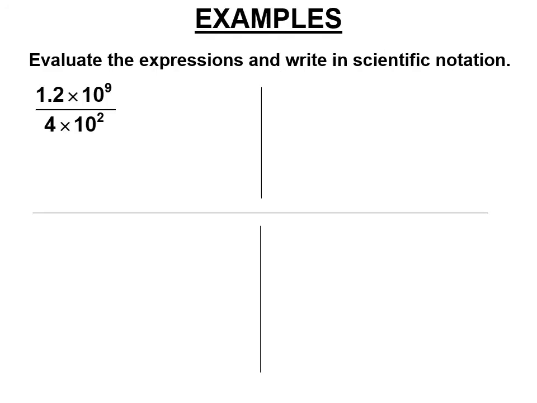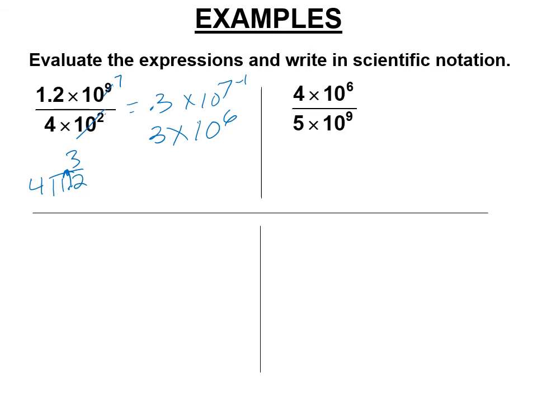All right, so now let's put this together. 1.2 divided by 4 is 0.3, right? So we get 0.3 times 10 to the seventh, canceling. And we get 3 times 10 to the sixth. 4/5, right, is 8/10, which is 0.8, or you could do 4 divided by 5, 0.8. And then 6 minus 9 is negative 3. So we need 8 times 10. We got to, right? So this is bigger, so we got to make this smaller by 1, 10 to the negative fourth. 8 times 10 to the negative fourth.